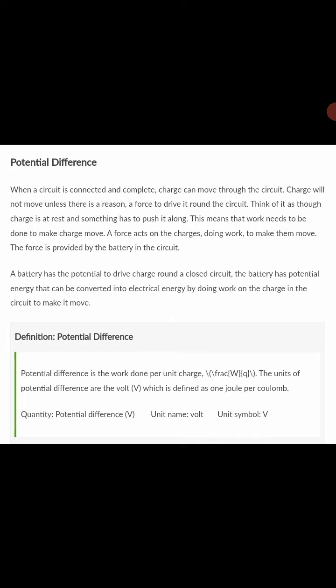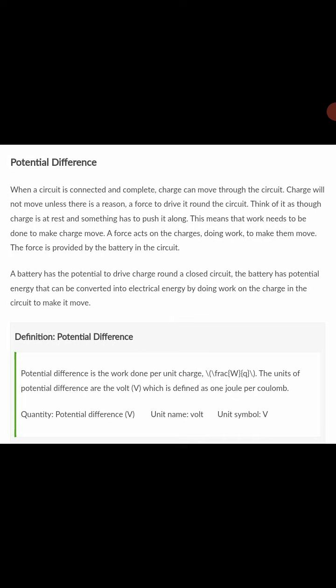This is a clear definition of potential difference: the work done per unit charge. The unit of potential difference is the volt. I think there's a typographical error there, where you have that fractional stuff; that is a formula. The formula is PD equals W over Q, work done over charge.